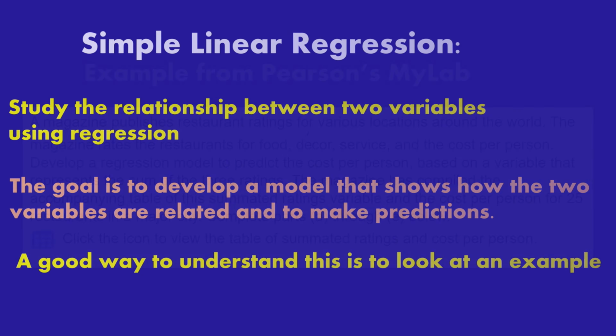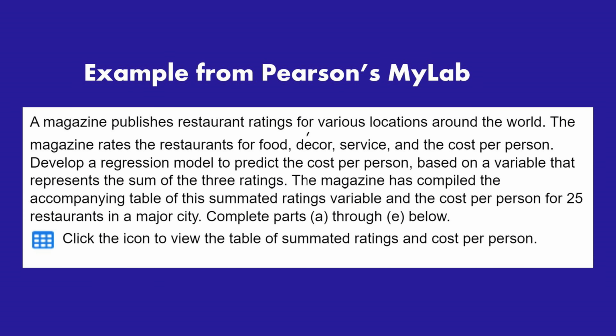Let's take a look at this example from Pearson's MyLab. A magazine publishes restaurant ratings for various locations around the world. The magazine rates the restaurants for food, decor, service, and the cost per person. Develop a regression model to predict the cost per person based on a variable that represents the sum of the three ratings. Okay, so before I continue reading, let's define our variables.